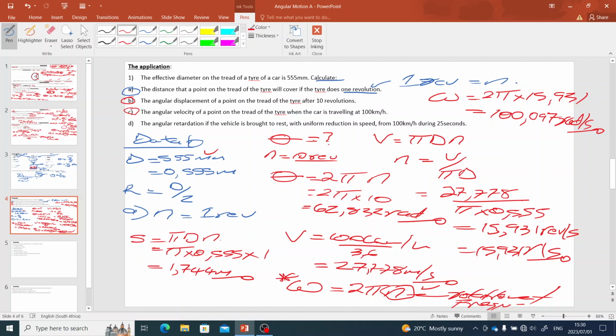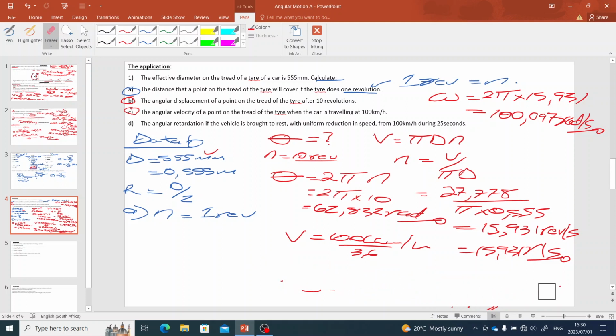Now we have managed to calculate question number C. Let us now look at question number D. Let's wipe here. Let's look at D. Question D, they want us to calculate the angular retardation.